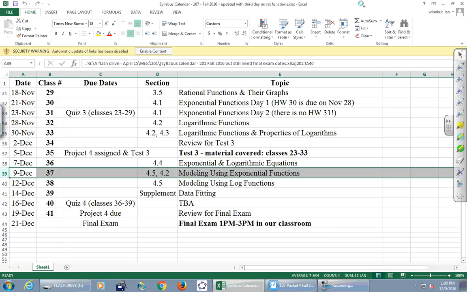Today is our 37th class of the semester. We are covering modeling using exponential functions. You recall modeling just means we're doing word problems. We've got applications in store, and we're going to try to come up with appropriate equations that will model those applications. Next class on Monday, we've got another modeling day, except instead of doing exponential stuff, we'll do log stuff.